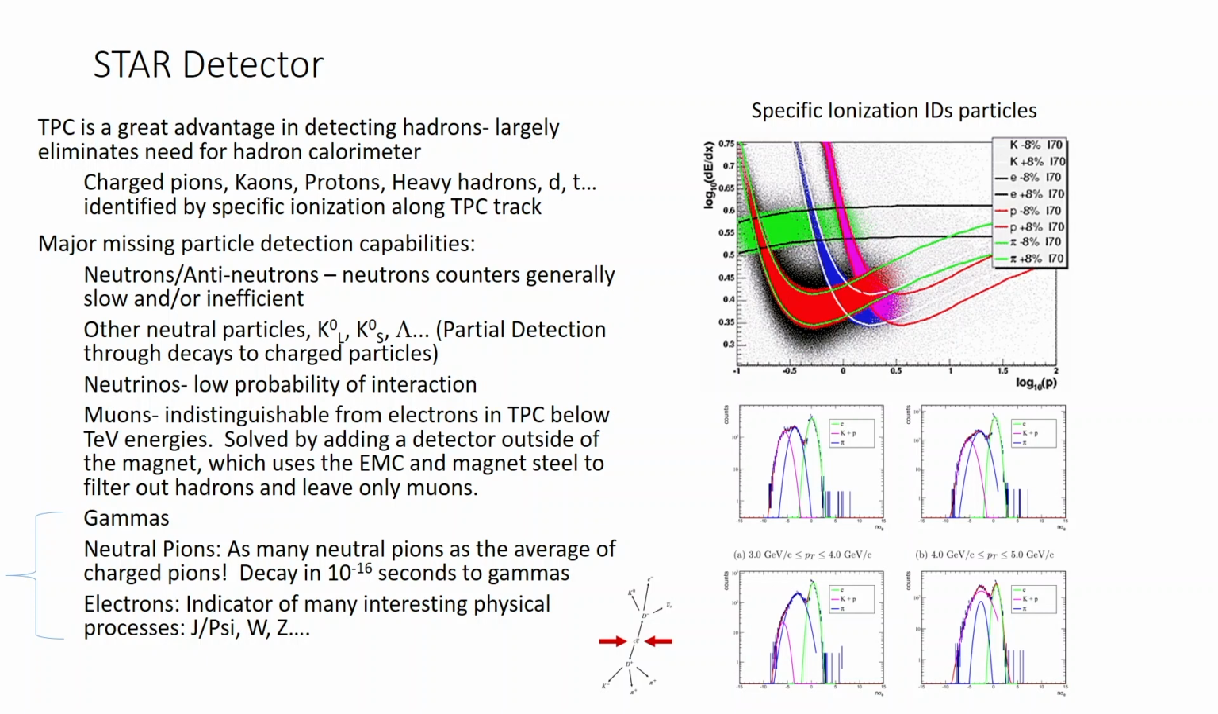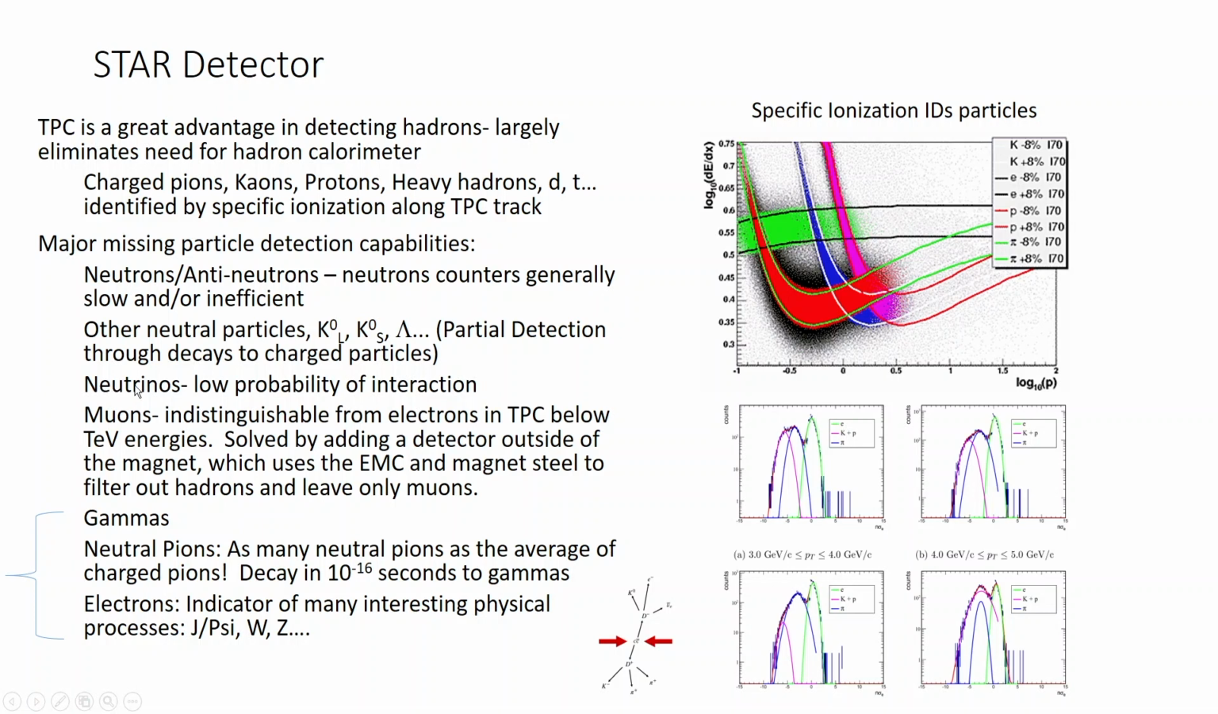We can easily see charged kaons, protons, pions, antiprotons, heavy hadrons like deuterium, tritium, and alphas. However, we are missing some particle detection capabilities in STAR. First off, neutrons and antineutrons. Neutron counters are generally slow and/or inefficient. Neutral particles, like the K-long, K-short, lambda, have only partial detection capability through their decays to charged particles in the volume of the TPC.